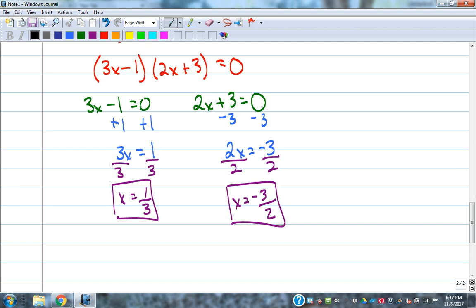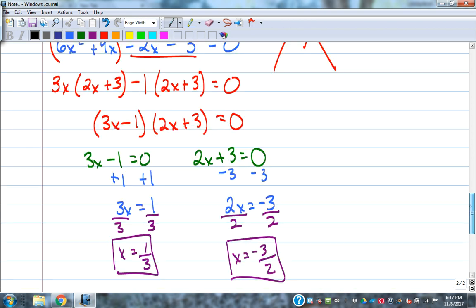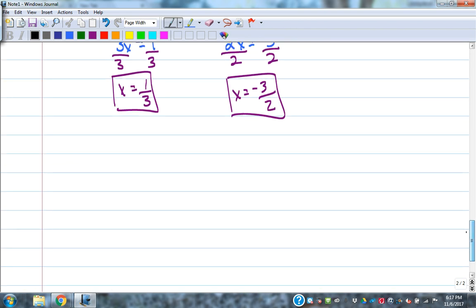So factoring, got to get it equal to 0, descending order, and then usually going to use the X method. Not always going to be using the X method, but usually. Okay. Example E: x squared minus 16 equals 0.